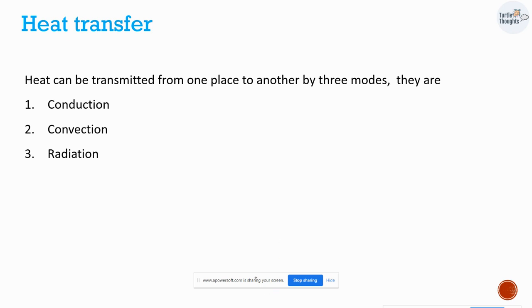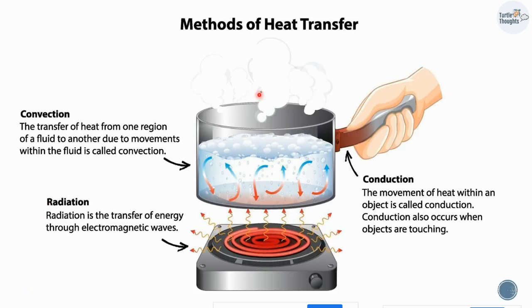Good evening, everyone. In today's class, we are going to discuss the last topic in this chapter, heat transfer. Heat can be transmitted from one place to another by three modes. They are conduction, convection, and radiation. Methods of heat transfer: there are three methods: conduction, convection, and radiation.